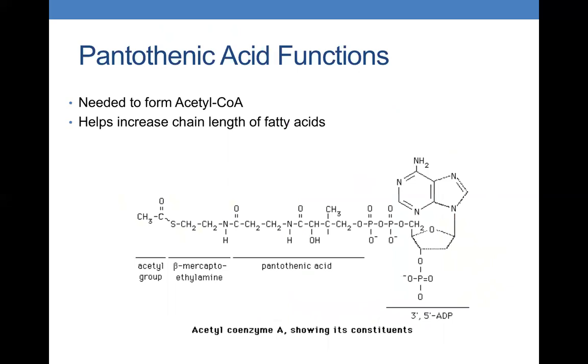I mentioned it was needed for acetyl-CoA synthesis. It's also important to form fatty acids. Here at the bottom, you can see this is a molecule of acetyl-CoA, and you have this acetyl group on the left side, and then right here, you have pantothenic acid in the middle. So we would not be able to form acetyl-CoA without pantothenic acid. Luckily, pantothenic acid is found in so many foods that we generally get plenty of this.